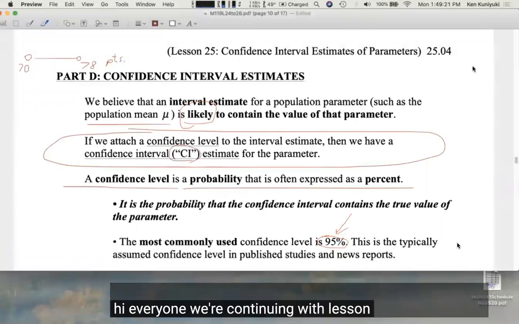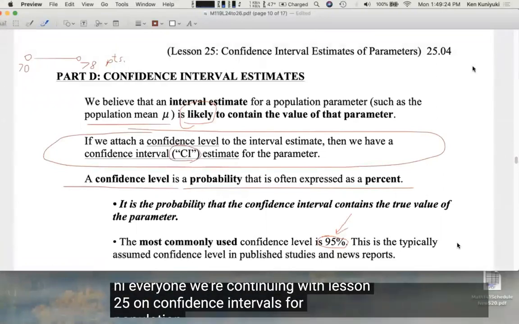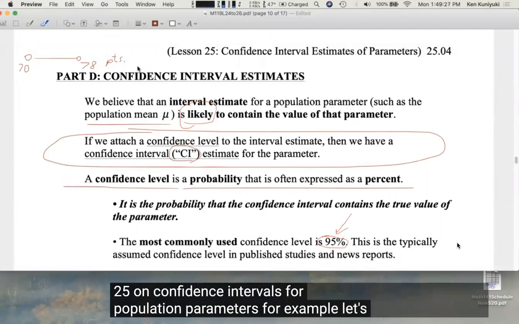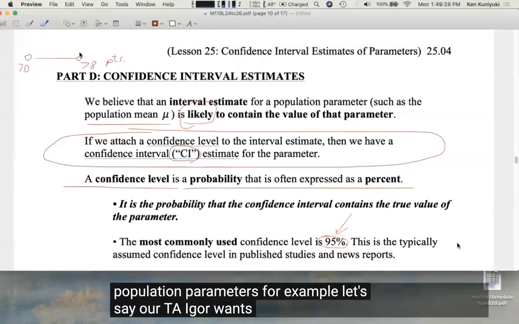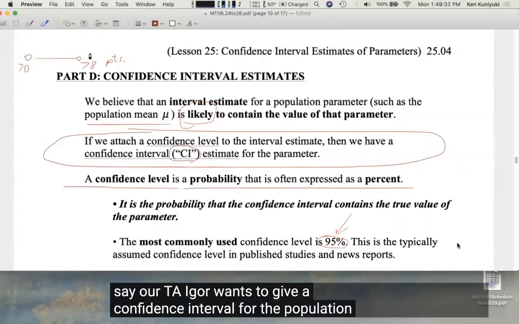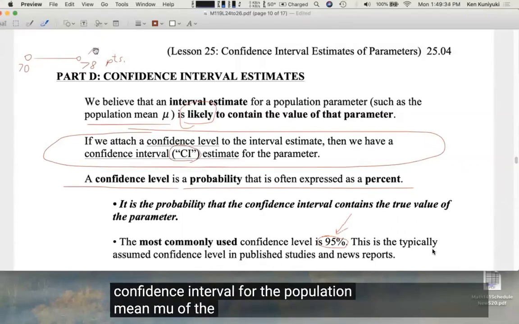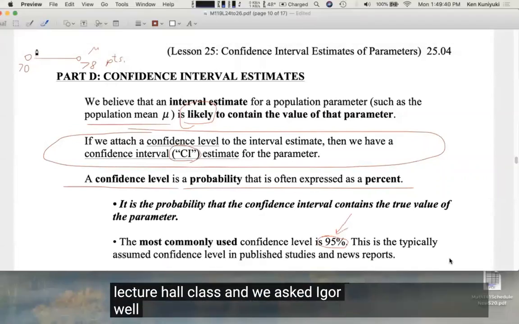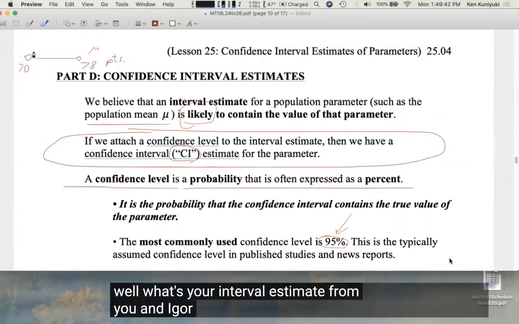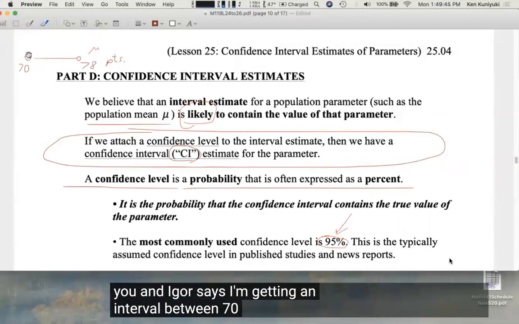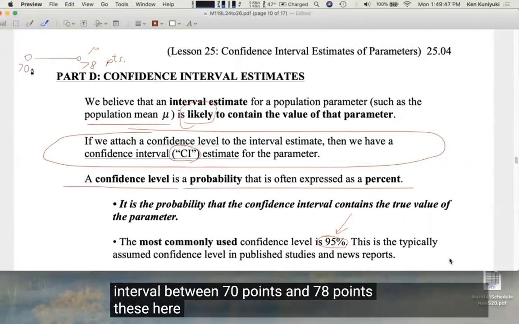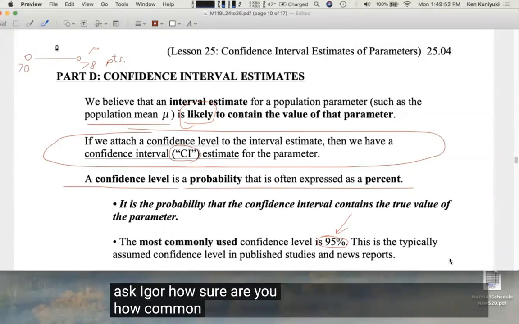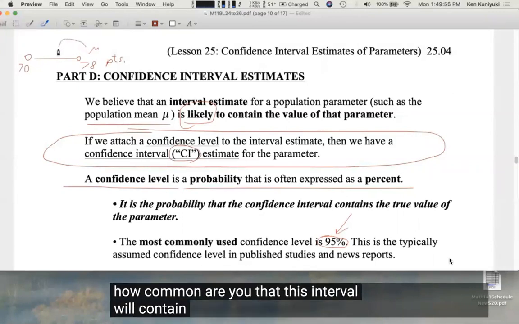Hi, everyone. We're continuing with lesson 25 on confidence intervals for population parameters. For example, let's say our TA Igor wants to give a confidence interval for the population mean mu of the test scores for a big lecture hall class. And we ask Igor, what's your interval estimate for mu? And Igor says, I'm getting an interval between 70 points and 78 points. These are my limits. And then we can ask Igor, how sure are you?